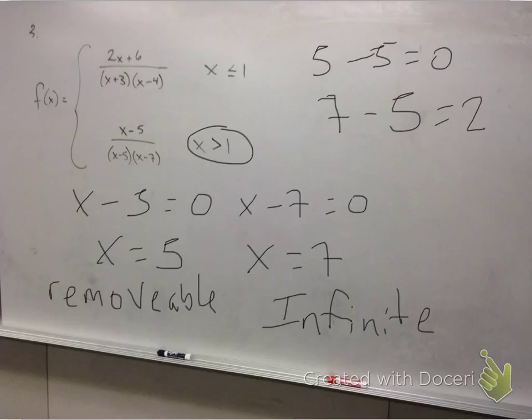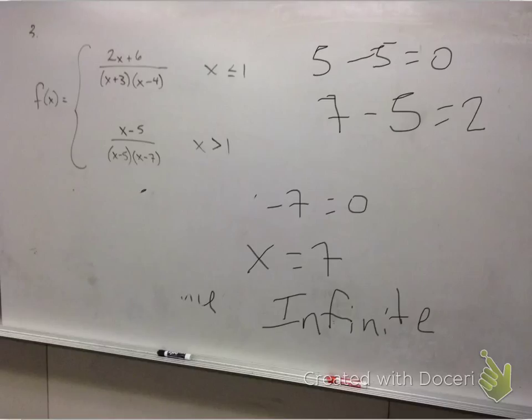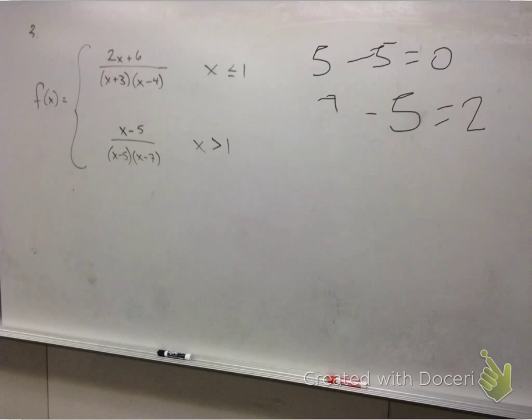So for the first part of the function, we got negative 3 to be removable. Now we have two other discontinuities: 5 is removable, and 7 is an infinite discontinuity. However, we also have the possibility of a breakpoint because this is a piecewise defined function. So let's take a look at the breakpoint. The breakpoint is going to give us a possible jump.